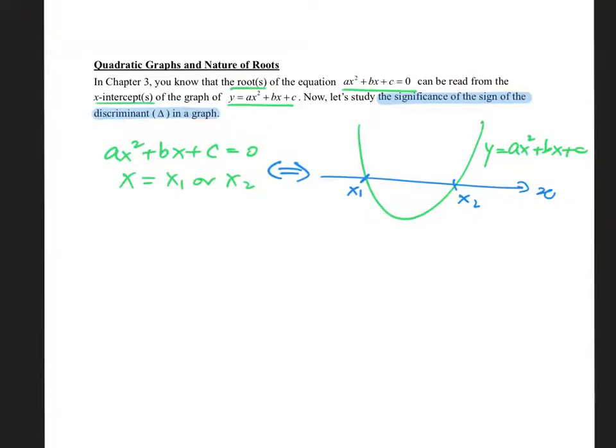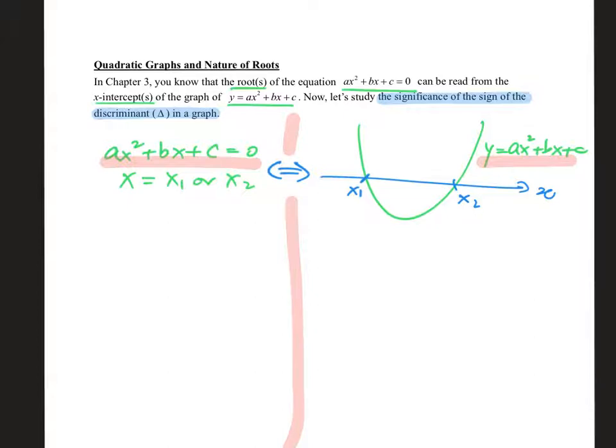Let's start from the following. We are still having two columns, in which on the left-hand side we are talking about the quadratic equation ax squared plus bx plus c, while on the right-hand side we are talking about the parabola y is ax squared plus bx plus c. To make the presentation easier, I suppose the graph opens upward.